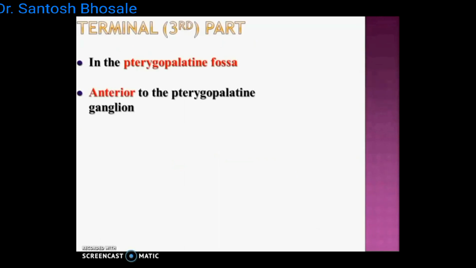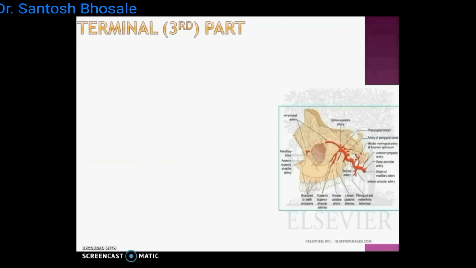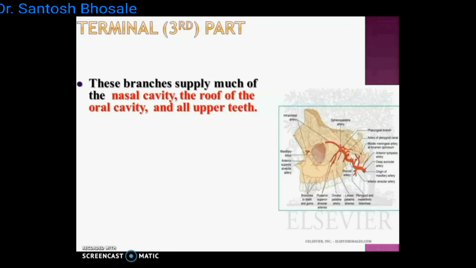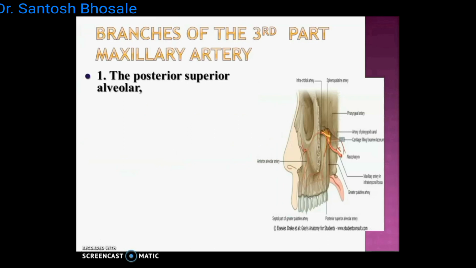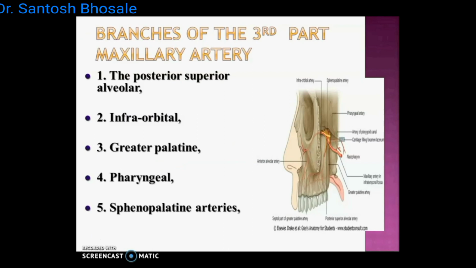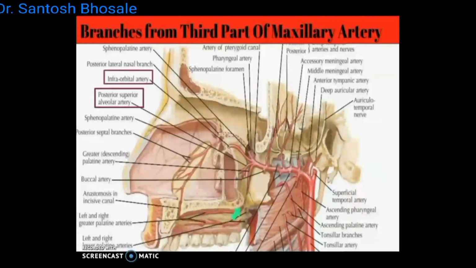The third part. It lies anterior to the pterygopalatine ganglion, that we have already seen. It supplies the nasal cavity, oral cavity and the teeth, sinuses, oropharynx and floor of the orbit. It gives 6 branches, the PIG PAS that we have already discussed: posterior superior alveolar, infraorbital, greater palatine, pharyngeal, artery of the pterygoid canal and sphenopalatine. You can see PIG, these all branches here.